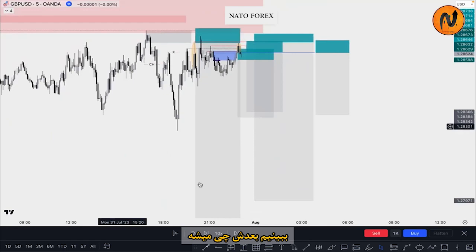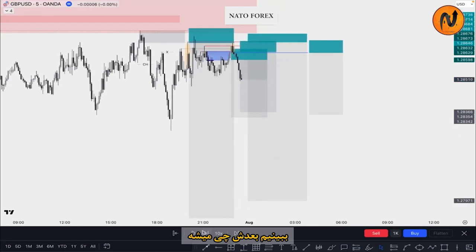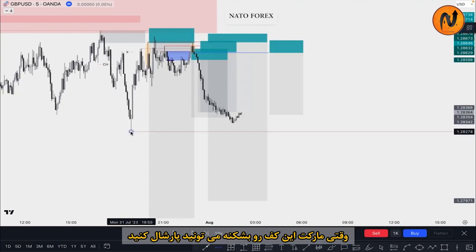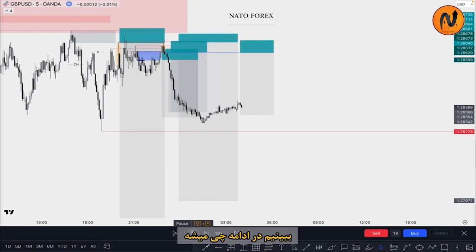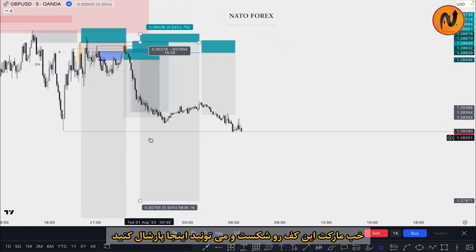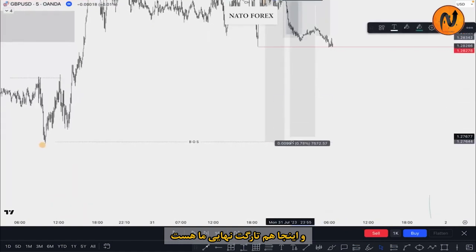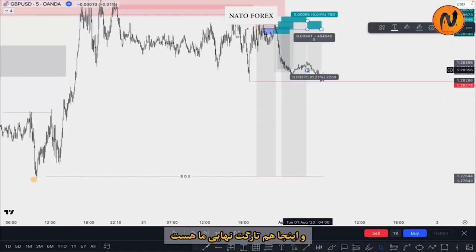And now let's see what happened next after this one. All right, the market pushes downside, continues pushing downside, and when the market breaks this low, you can take a partial at this point, right? So let's see what happened next here. All right, the market broke this low, you can take a partial here and the final target at this point, right? So this is our final target.